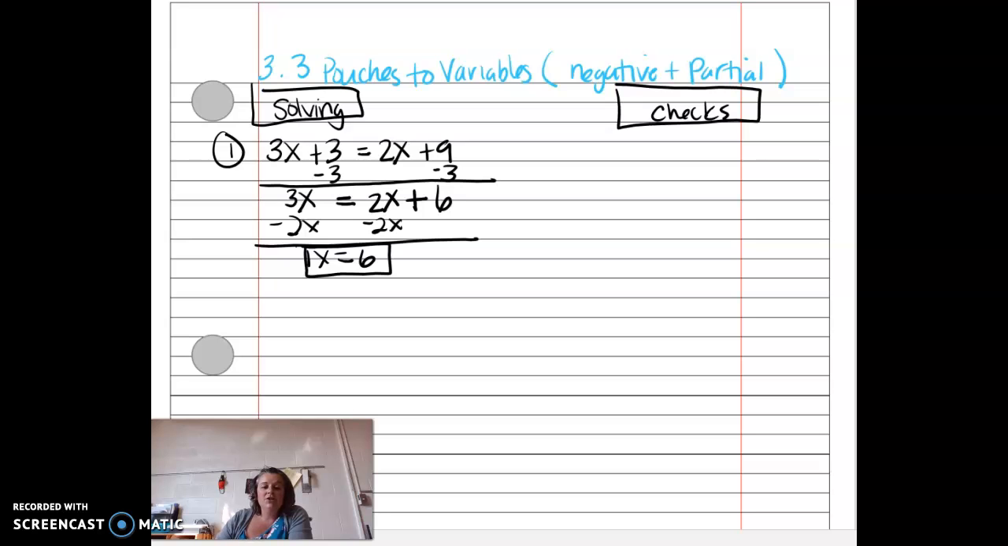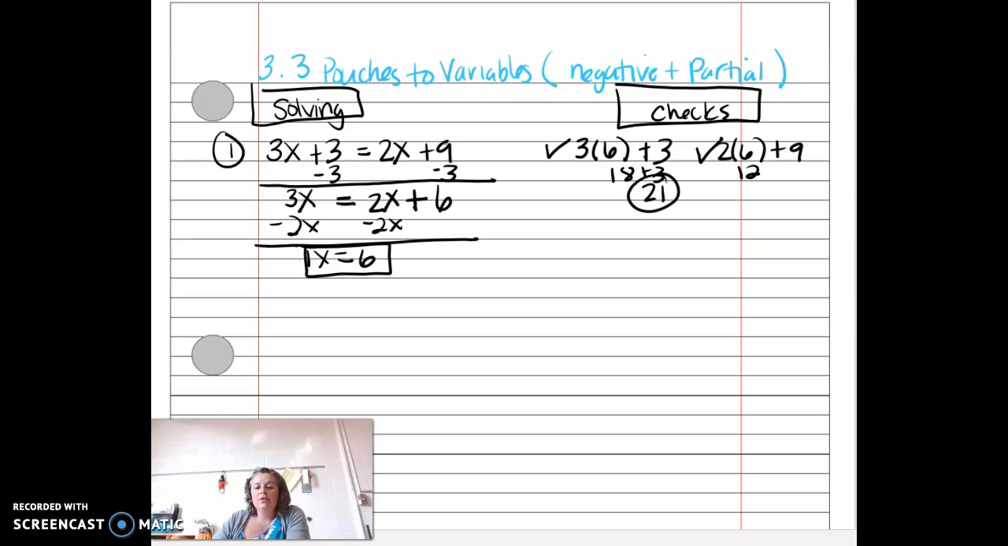Now the check part, we're going to check both sides. We're going to check the left-hand side, and we're going to check the right-hand side. So I'm going to check the left. Left side had 3 bags. If I put 6 coins in them, because that's what I'm saying there are, plus the 3, I get 18 plus 3, which gives me 21. The right side had 2 bags, 6 coins in them, plus the 9. So I had 12 in the bags, plus the 9 gives me 21. Which checks out. Everything's good to go. Okay, so this was a good review for you.